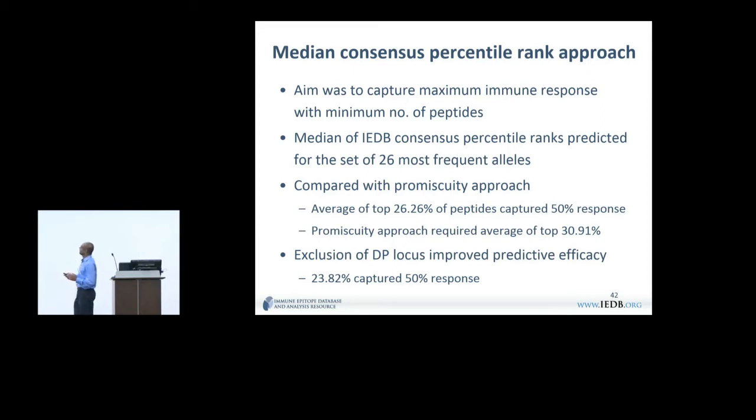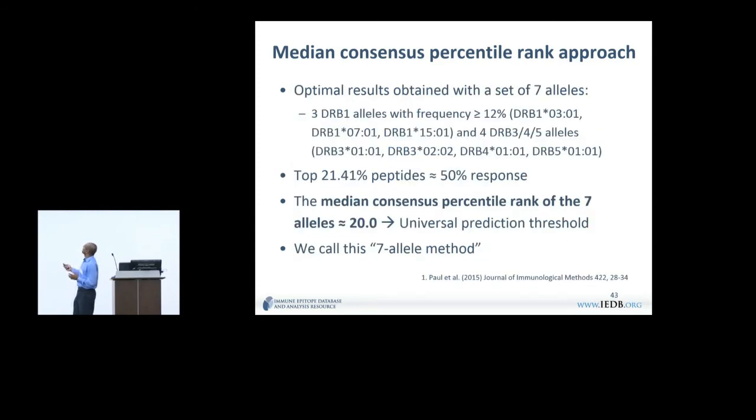to capture 50% response. And then further we tested, okay, the DP and DQ alleles are not that good in terms of binding prediction. So we tried excluding those alleles and different combinations of alleles, and we found that if we exclude the DP locus, it improved the efficacy again. So for example, approximately 26% of peptides could capture 50% of the immune response.